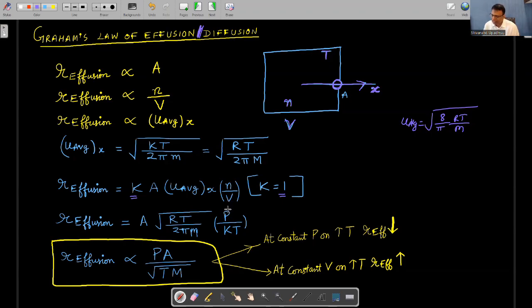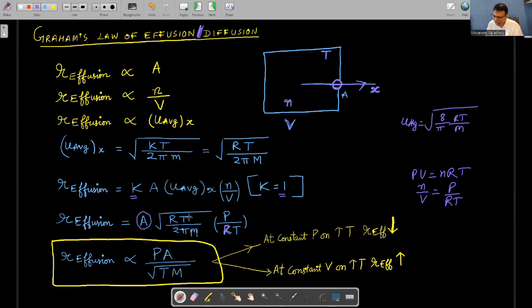N by V, the number of particles per unit volume, we can find out by using PV is equal to nRT. So the number of particles per unit volume is equal to P upon RT. It should be P upon RT. This R is a constant. So we can say that rate of effusion depends on 4 factors.